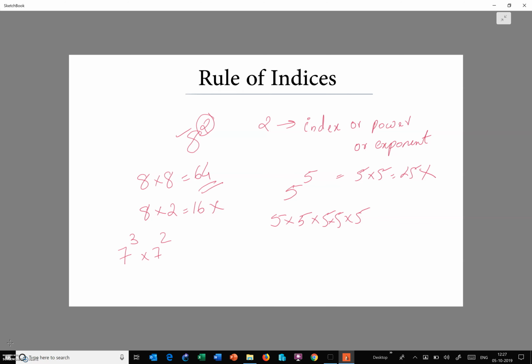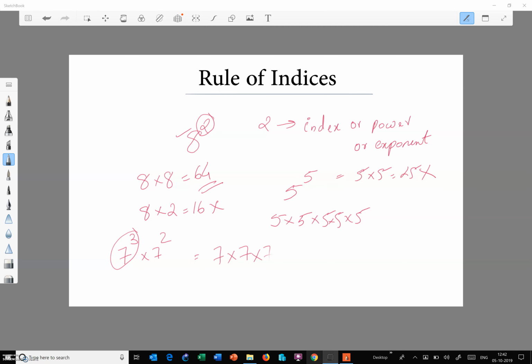Now this is where the rule of indices comes in. Without any rule, if we use the basic concept that I have just explained, 7 cube is the first term, which could be written as 7 times 7 times 7, followed by 7 square, which could be written as 7 times 7, and this in turn can be written as 7 multiplied by itself 5 times, which is 7 to the power 5.